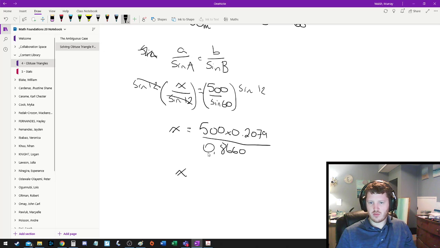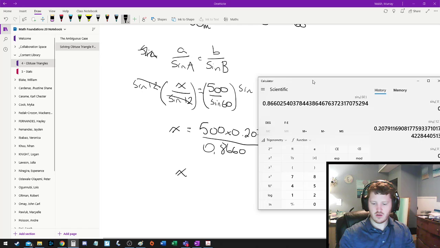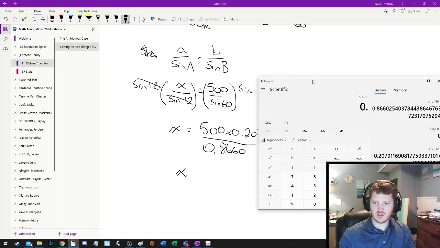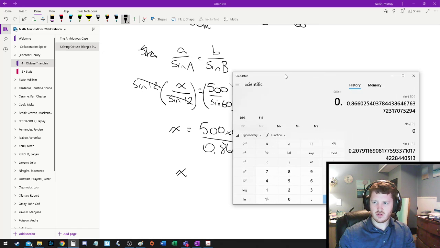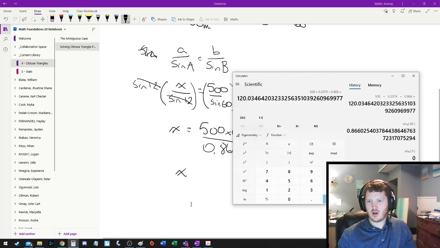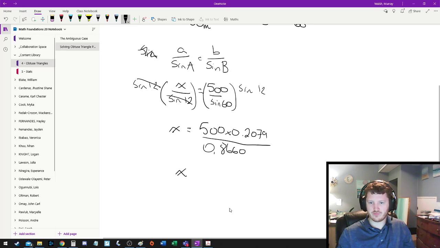And so to finish up, put it all into our calculator. 500 times decimal 2079 divided by decimal 8660 equals 120.03. So there, that should help you with your assignment.